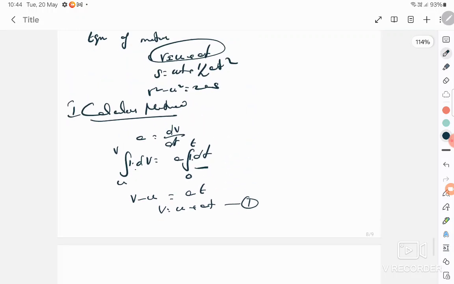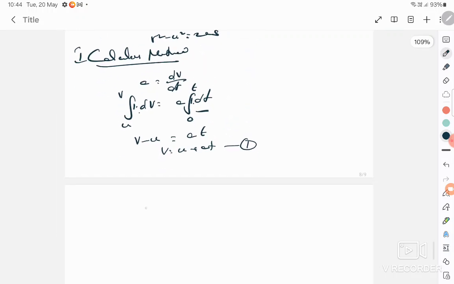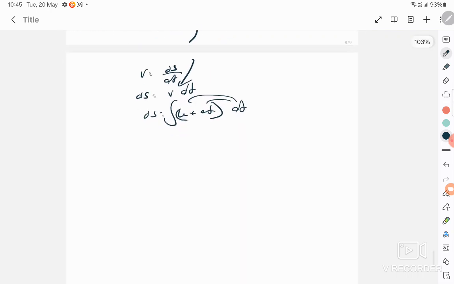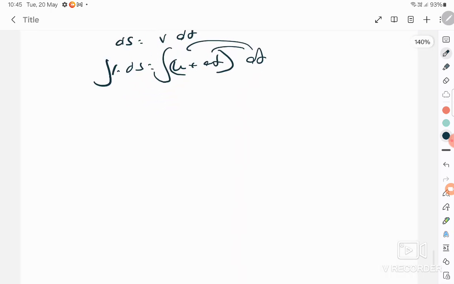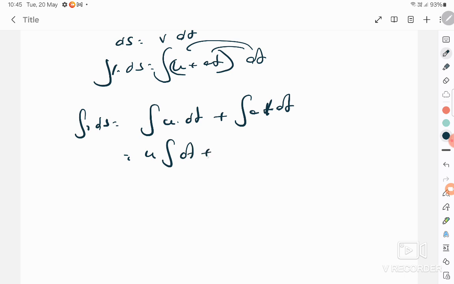Using calculus method, to get the second equation you have to start with velocity is equal to ds by dt. ds is equal to v into dt. If you forget to substitute the v from the first equation here, we cannot do it. V itself is u plus at into dt, where the dt is common for both. So this is 1 ds. Integration of 1 ds is equal to integration of u into dt plus integration of at into dt. From this, you take out u common because u is just a constant coefficient, and a is a coefficient, t dt, as integration of 1 ds.